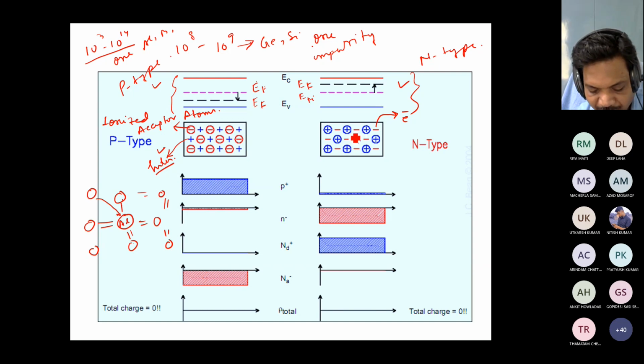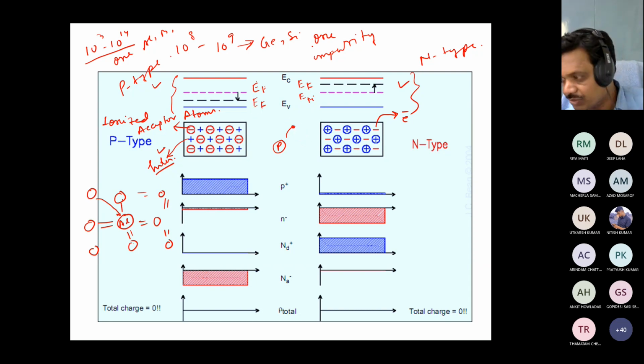It may be phosphorus for an n-type semiconductor, right? Are you getting it? Okay. Whenever it donates an electron, for n-type semiconductor, there are five electrons. So if we consider this is phosphorus, then after giving one electron it will be positively ionized, and these electrons are now free to carry the current.